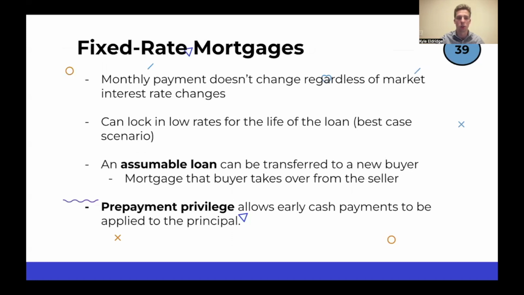Fixed rate mortgages are mortgages that have a monthly payment that does not change regardless of market interest rate changes. You can lock in low rates for the life of the loan, which is the best case scenario. An assumable loan can be transferred to a new buyer, where the buyer takes over the mortgage from the seller. A prepayment privilege allows early cash payments to be applied to the principal, which lowers your overall cost.